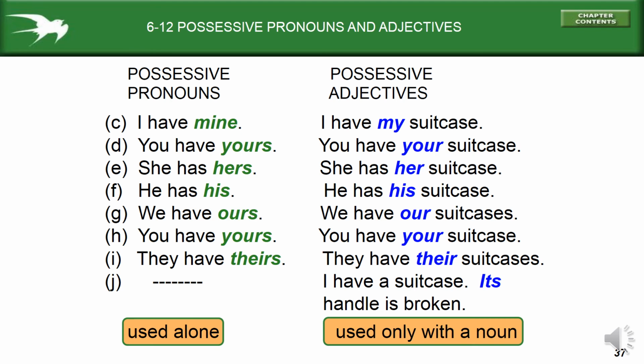So here we go to chart 6.12, the possessive pronouns and possessive adjectives. The possessive pronouns like mine, yours, hers, his, ours, yours, and theirs are used alone at the end of the sentence usually, while the possessive adjectives have to be used before a noun. Okay, so they modify the noun. I have my suitcase. Which suitcase? My suitcase. So that's why they are called possessive adjectives.